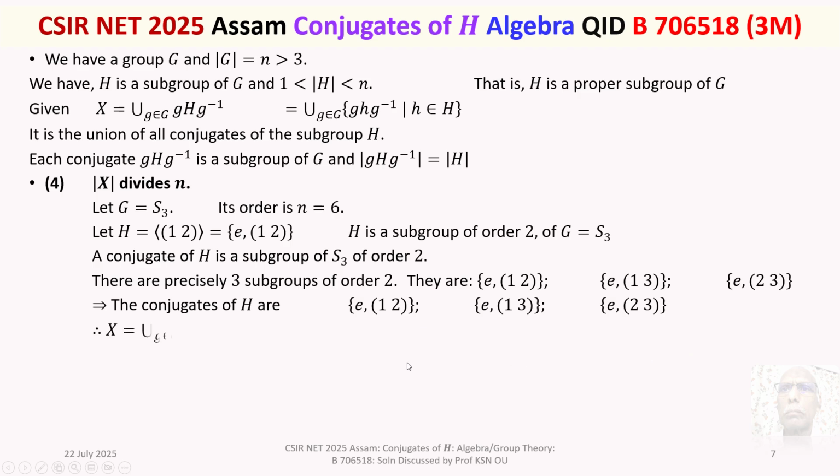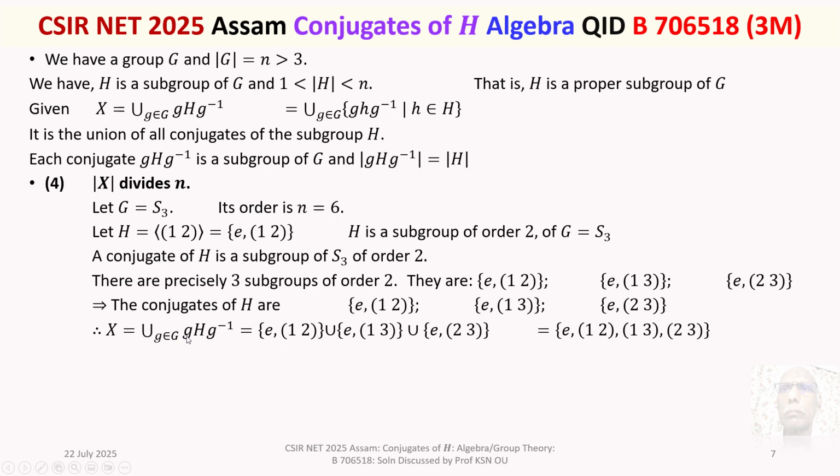The conjugates of H. So therefore, X is equal to the union of gHg inverse, where the union is taken over all g belongs to G, will be the first subgroup, union, the second subgroup, union, the third subgroup. That will be the set consisting of e, comma, transpositions (1 2), (1 3), (2 3). What is the order of X? It is 4. But 4 does not divide n, that is 6. So the order of X does not divide n here.